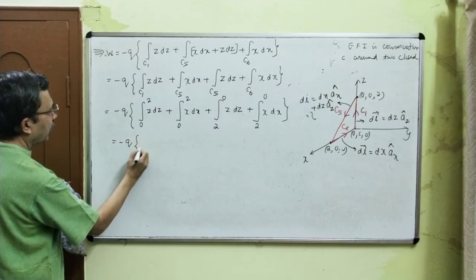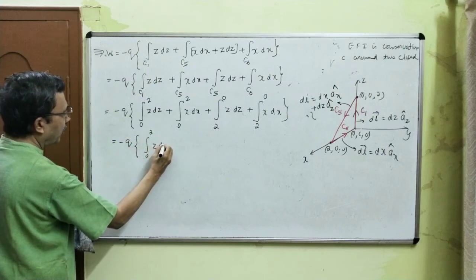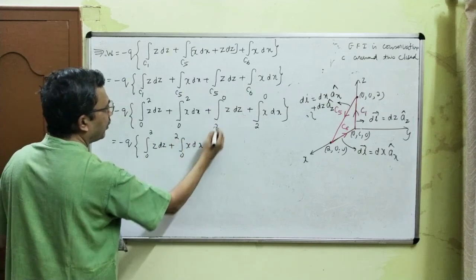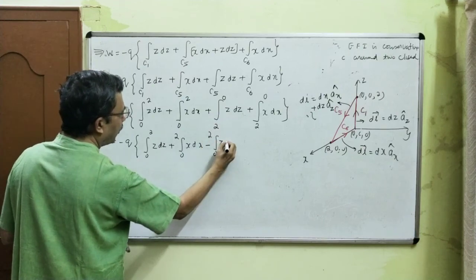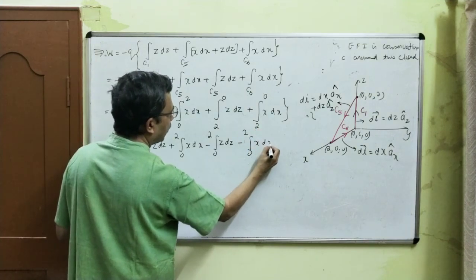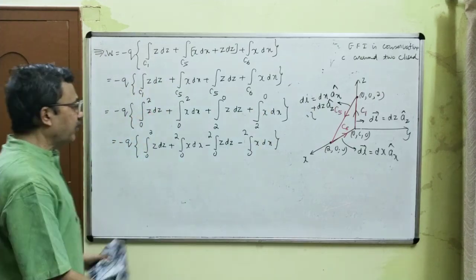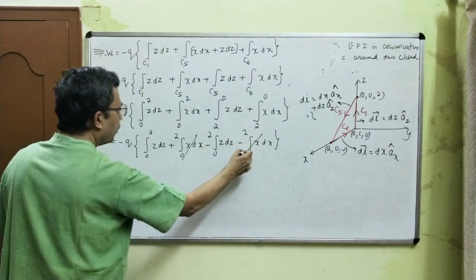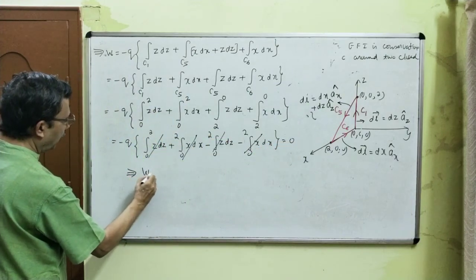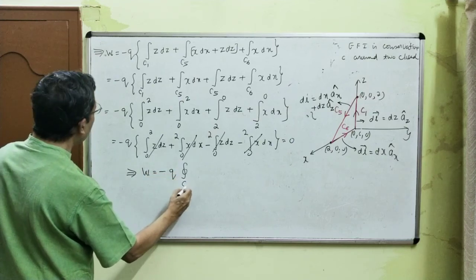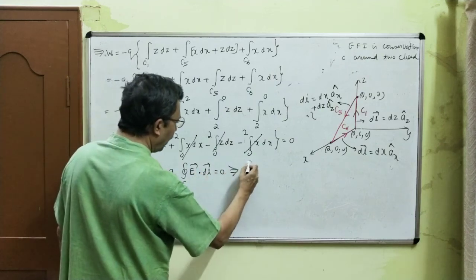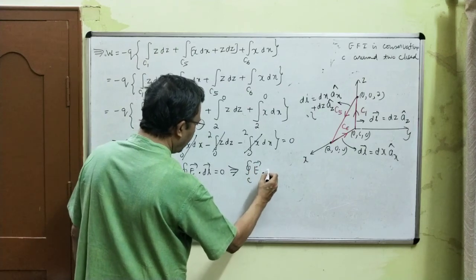So this is minus Q, integral 0 to 2 z dz plus integral 0 to 2 x dx. If we interchange the limits of integration, you get a minus sign: minus 0 to 2 z dz. Here also the same thing, integral 0 to 2 x dx becomes minus once the limits of integration are changed. These two integrals cancel out, you get a 0 result. This again implies W is equal to minus Q times contour integral C vector E dot dl is equal to 0. This again implies contour integral C vector E dot dl is equal to 0.